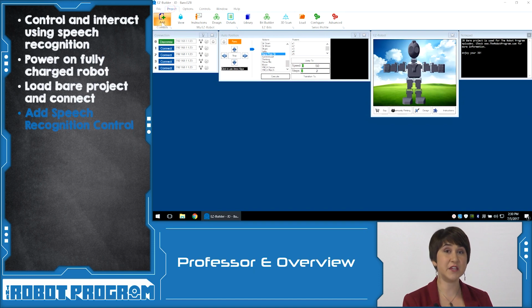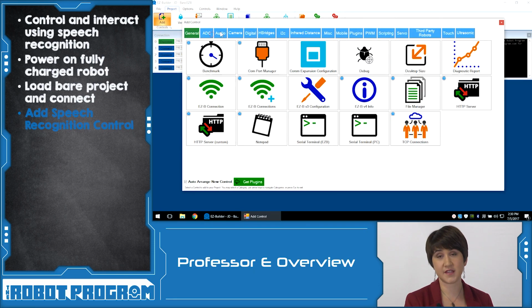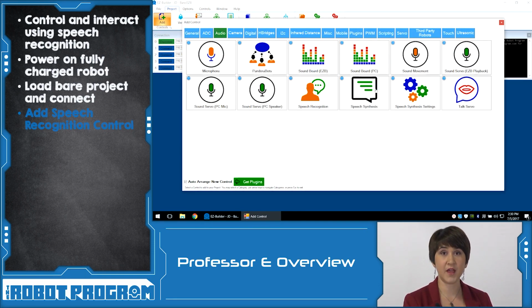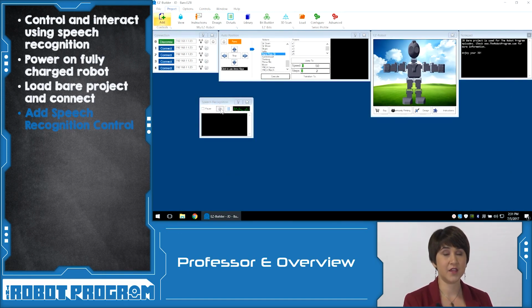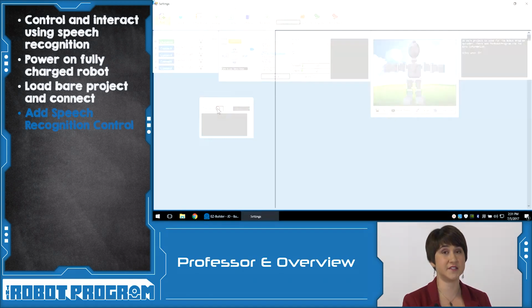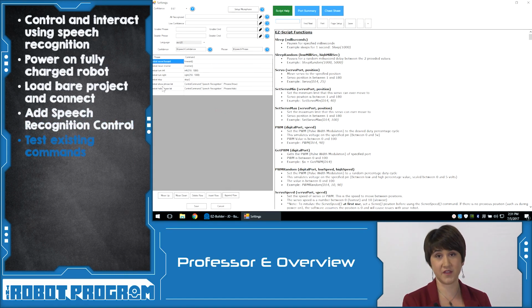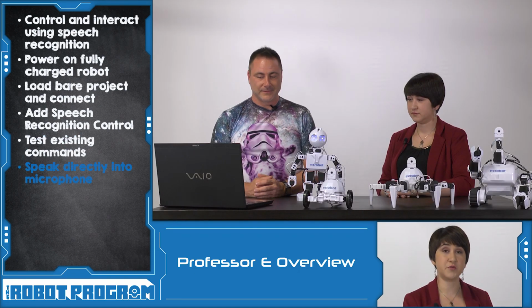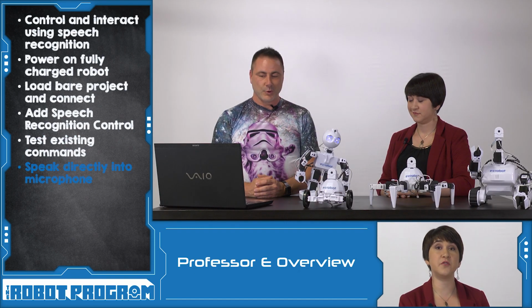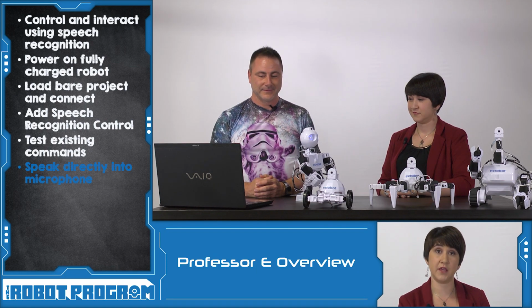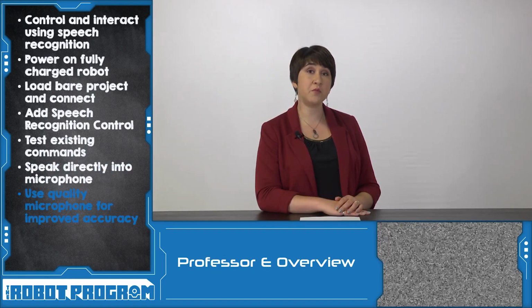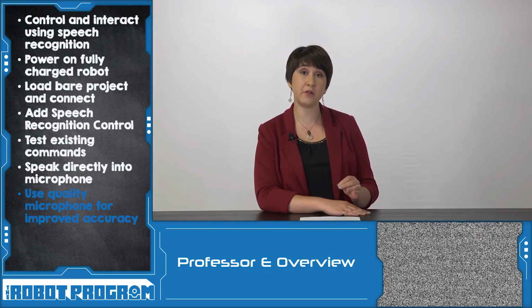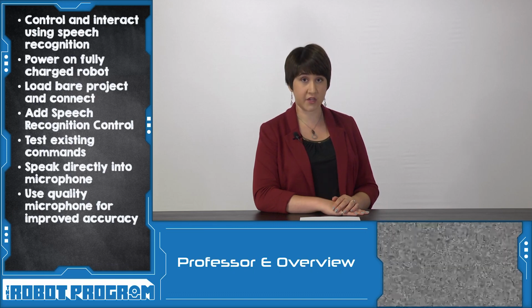You'll need to add the speech recognition control to your workspace. To do this, go to the Project menu, Add Controls, and find Speech Recognition under the Audio tab. Click on the gear icon to view the existing commands. You can test out some of these existing commands, and these are commands that the robots already recognize. When using speech recognition, remember to speak into the computer microphone, not the EZB. All of the audio input is going through the computer. At Easy Robot, we recommend using an external quality microphone for better speech recognition accuracy.